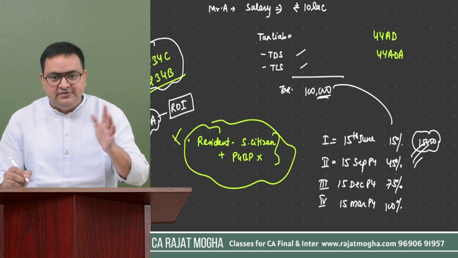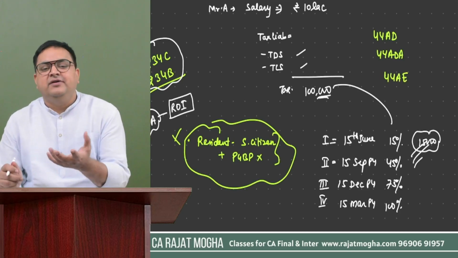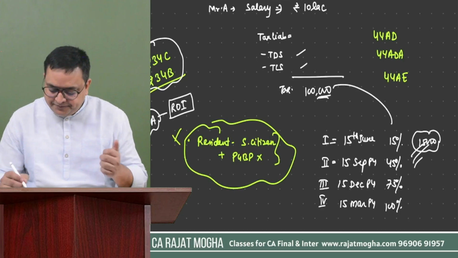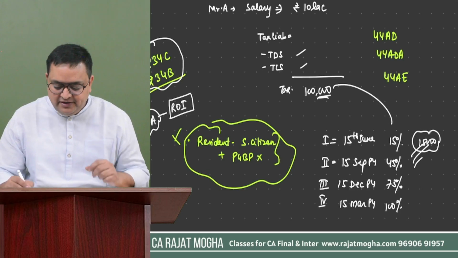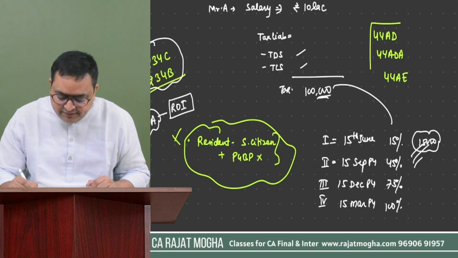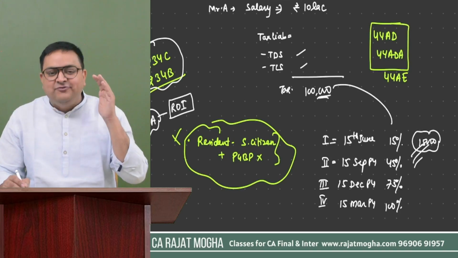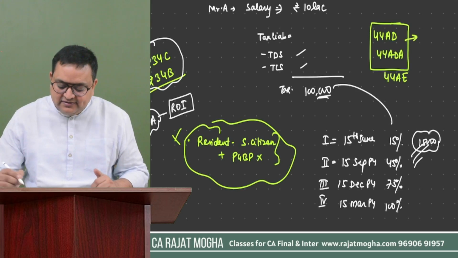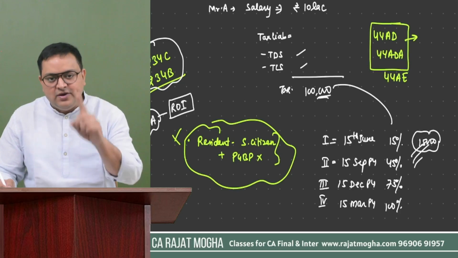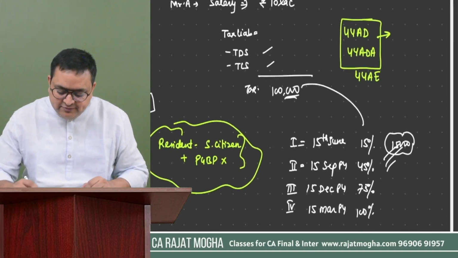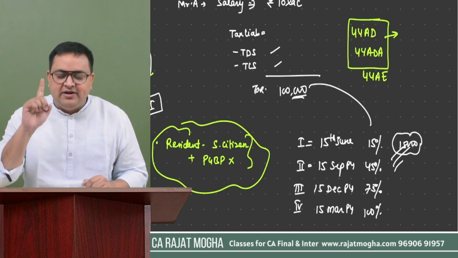44ADA, professionals 50%, right? And 44AE. 44AE is related to the person who is not having more than 10 goods vehicles, right? So if the person is following the presumptive taxation scheme, presumptive income scheme, and is falling under these 2 sections, 44AD and 44ADA, then that assessee is required to pay advance tax liability only in 1 installment, that is the last installment. So for these people following 44AD and 44ADA, only 1 installment would be applicable.